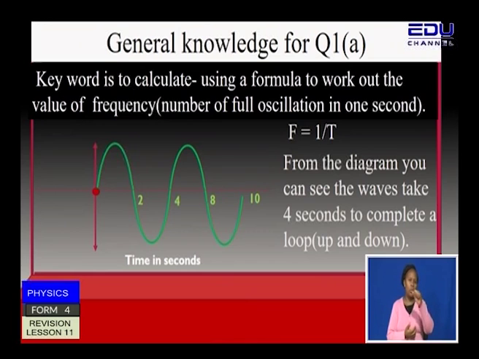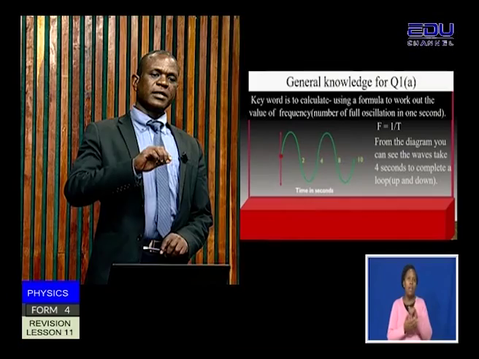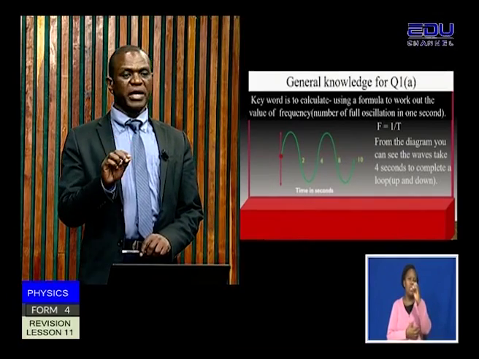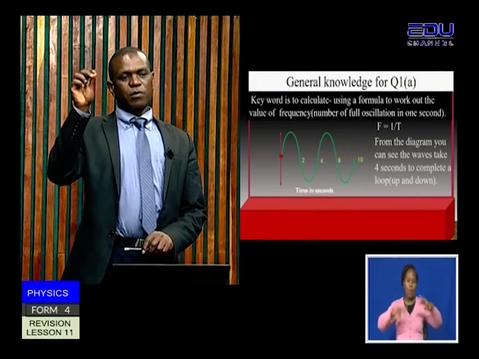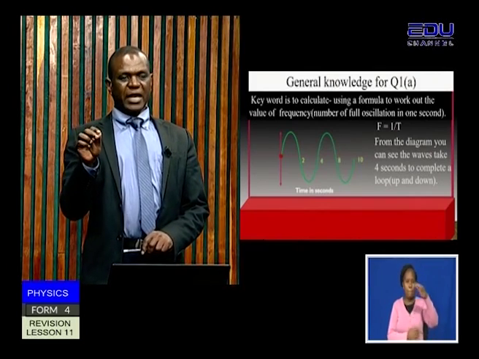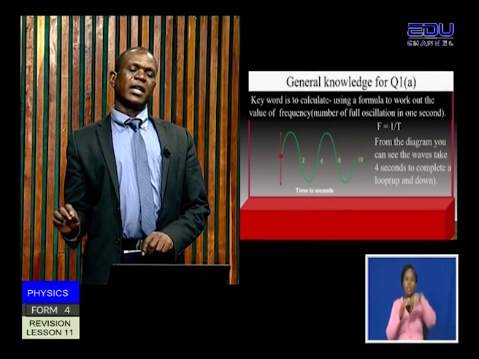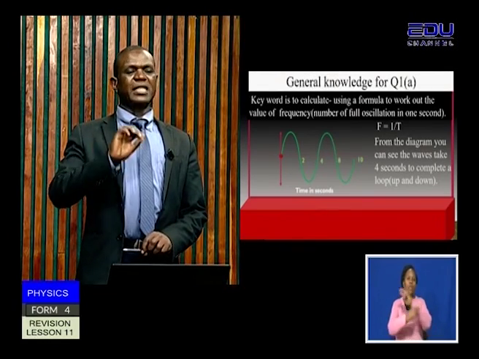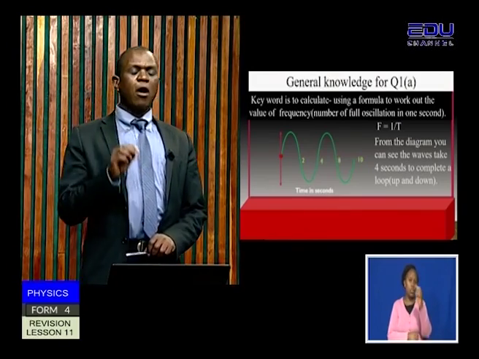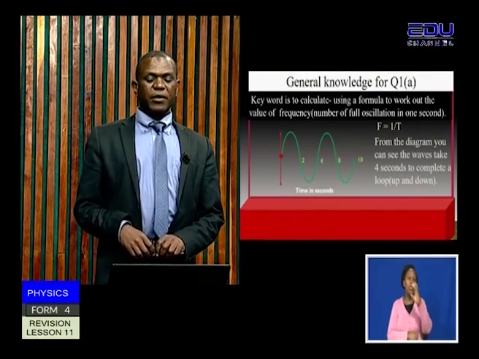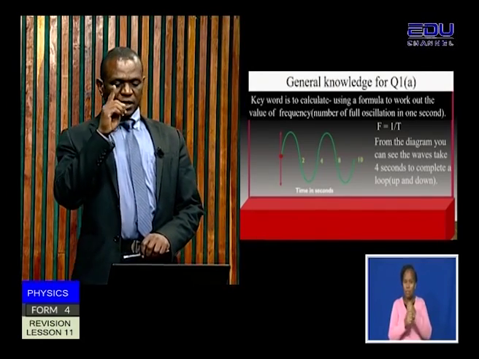This frequency is the number of full oscillations in 1 second. An oscillation is, for example, in a transverse wave, the movement of the wave up, back to the rest position, then down, and then back to the rest position. That is a full oscillation. So we are going to look out for the number of full oscillations that are made in 1 second.